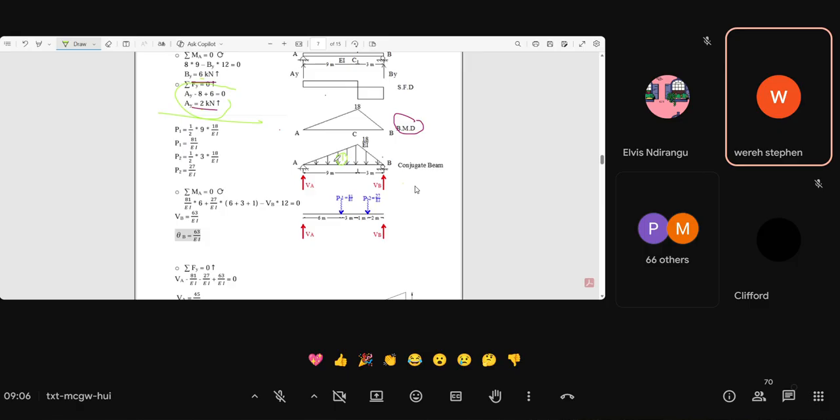Yes. That will be the moment of the first triangle. Then you also have the second triangle, this one. We're taking the moment at point A. So you divide first triangle, second triangle.